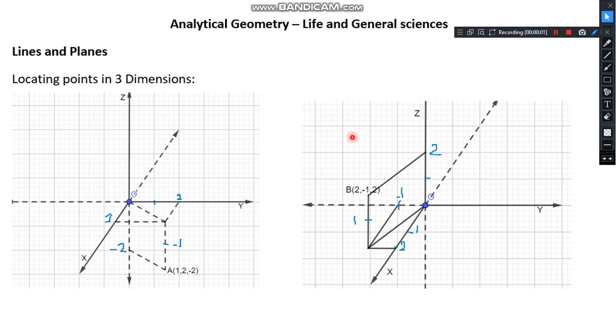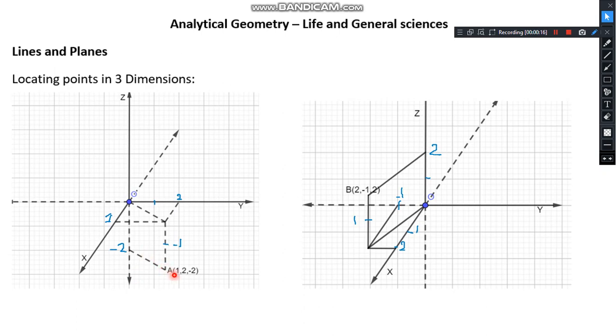Hi students, our study is about analytical geometry. We're going to start with the three-dimensional graph. You have the x-axis, the y-axis, the z-axis. Here the dot is the x negative, here the dot y negative, and elevation here z negative.